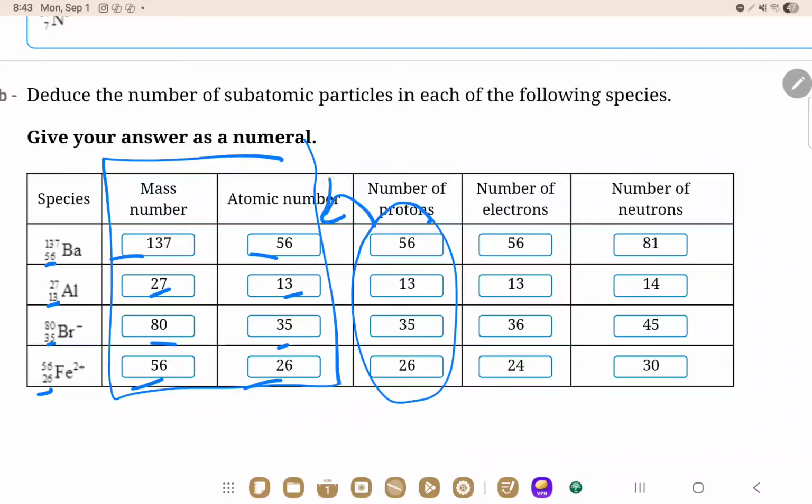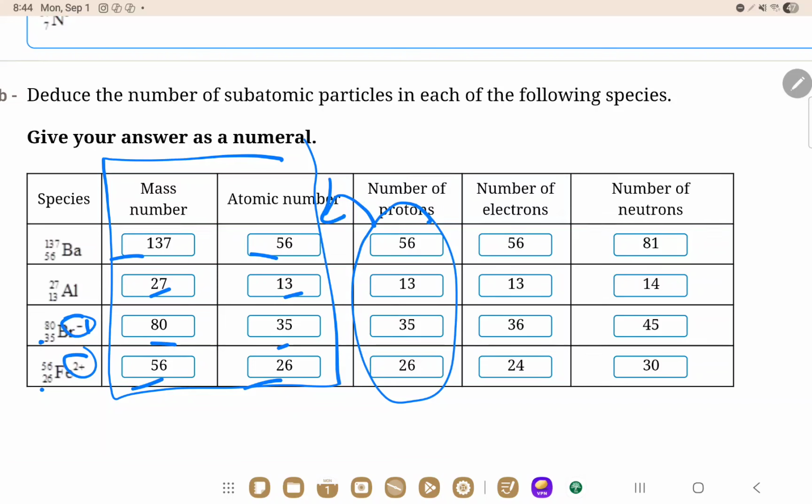Now, number of electrons is the same as the number of protons unless you have a minus or a plus sign after. If you have a minus 1, like here, you add 1 to the protons. If you have a 2 plus, you minus 2. If you have just a plus, you minus 1. It works opposite. Because when you have a minus, it gained 1 electron. But when you have a plus, it lost electrons. You get what I mean?